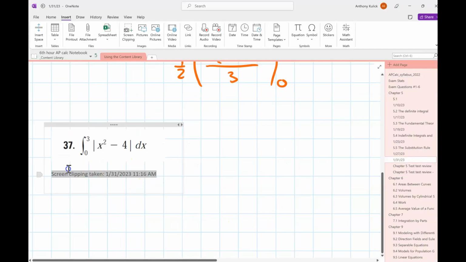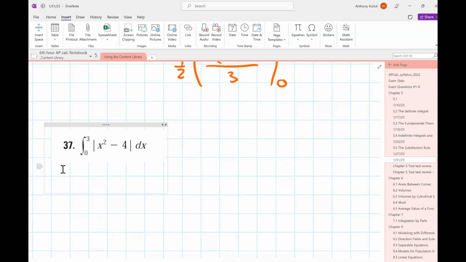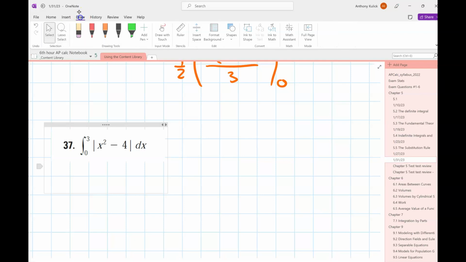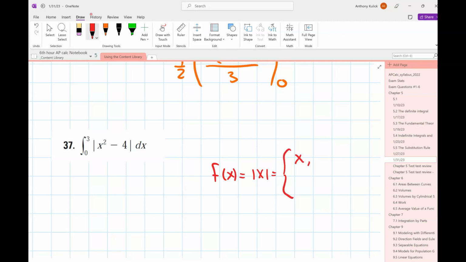Do we have an antiderivative rule for the absolute value? No. So go back to Algebra 1 and tell me what's the definition of an absolute value. It makes things positive. That's the fancier way of saying it.